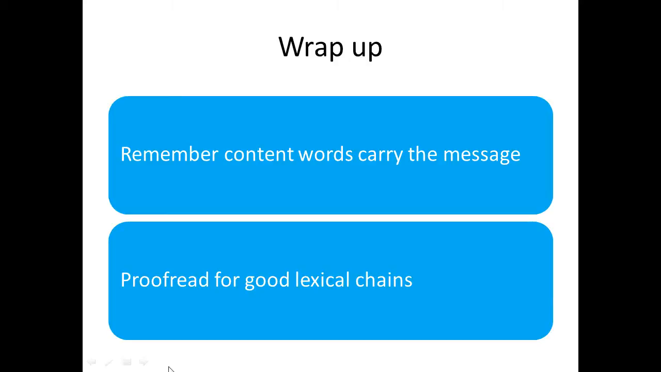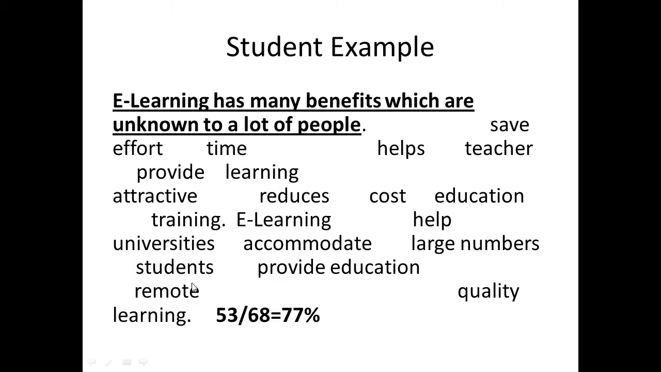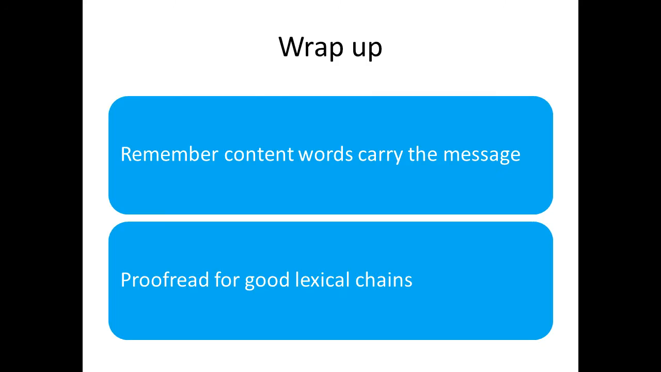So in the end, remember, content words carry the message. They are an important part of how the reader creates meaning. So as the writer, you have to make sure that you're on track and you're using a sufficient number of content words. And proofread for lexical chains. Proofread to make sure that the words that are associated with your paper run through like a chain of connected meaning. It's a very important aspect of your writing.